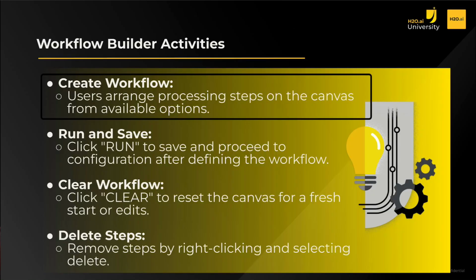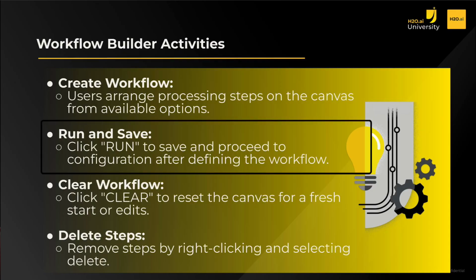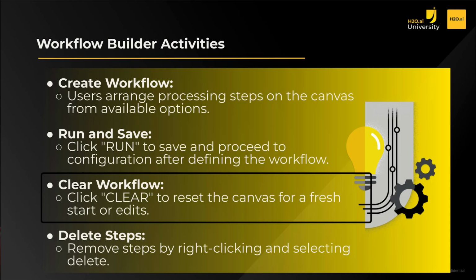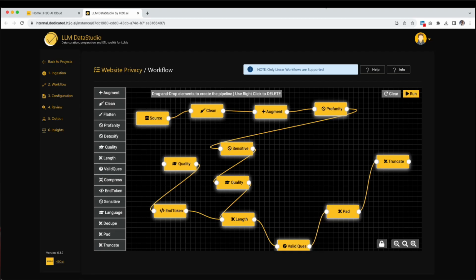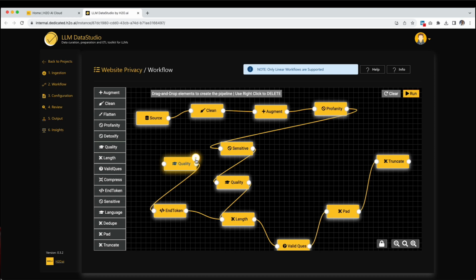Within this context, individuals have the opportunity to engage in several activities. Create workflow: users can add processing steps by selecting them from the available options and arranging them in the desired order on the canvas. Run and save: after defining the workflow, users can click Run to save progress and proceed to the configuration page. Clear workflow: to start fresh or modify an existing workflow, users can click Clear to reset the canvas. Delete steps: users can remove specific processing steps by right-clicking on the step and selecting the Delete option.